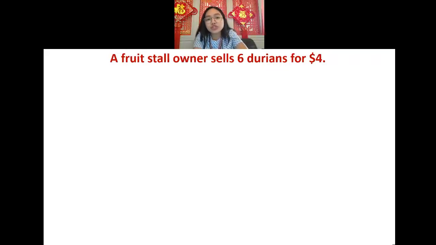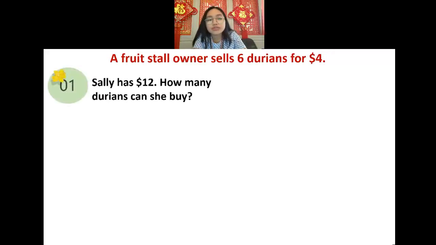A fruit stall owner sells 6 durians for $4. Now the first question here is Sally has $12. Actually, this is a direct proportion where if one item is increasing, the other term will increase. So we have Sally has $12. How many durians can she buy? So we have money is to durians. The cost of the durians is $4 for 6 durians.